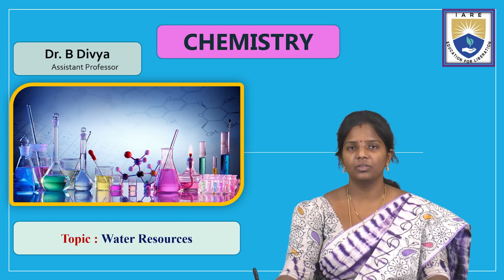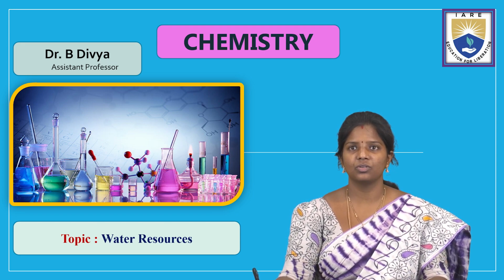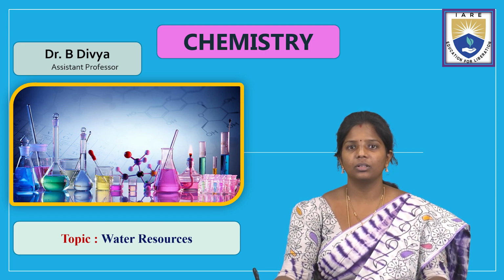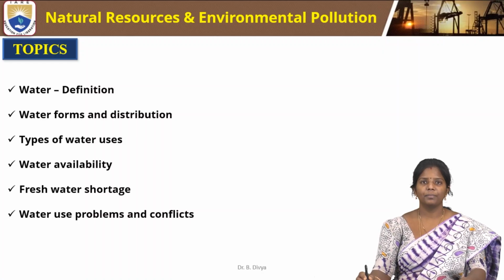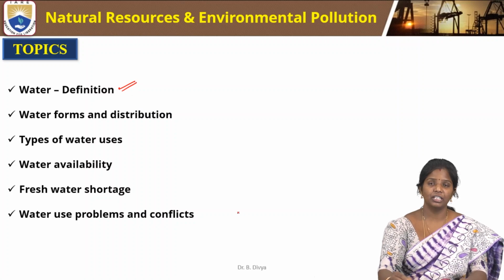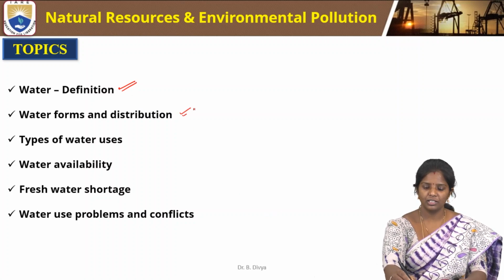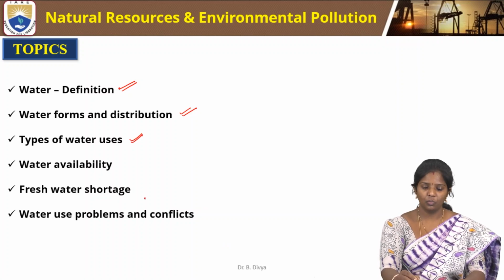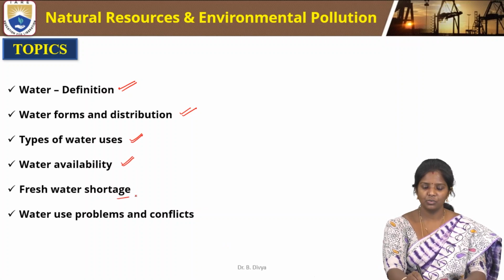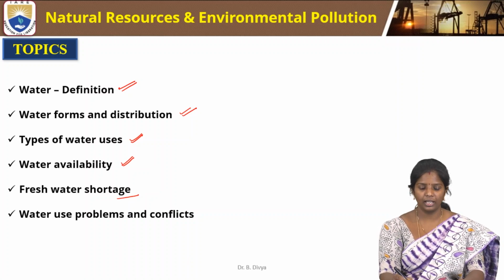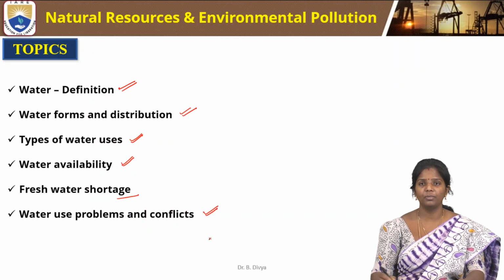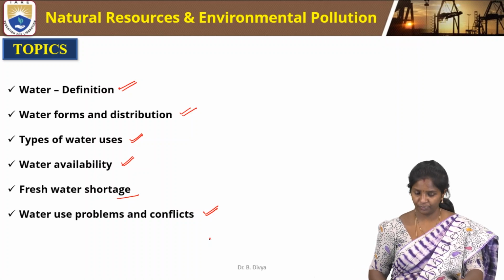In this session, you will understand natural resources: what are the water resources, its forms and different uses. So here are the topics. What is water? Definition. Then water, its forms and distribution on earth. Then types of water and its uses. Then water availability and fresh water shortage. What is the shortage? If it is really there, then what are the conflicts and problems when it is in shortage?